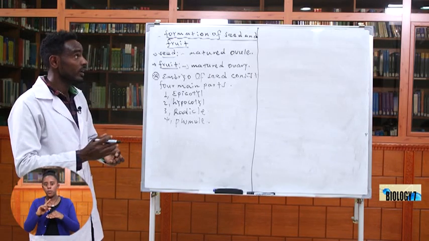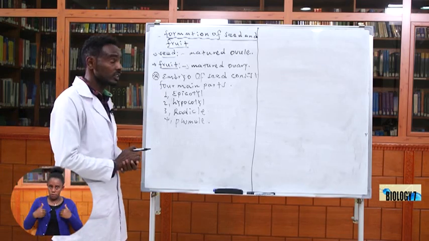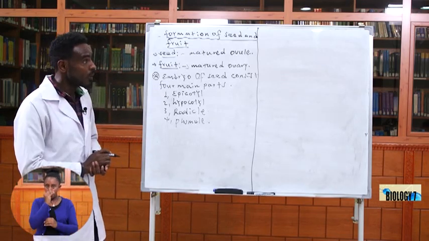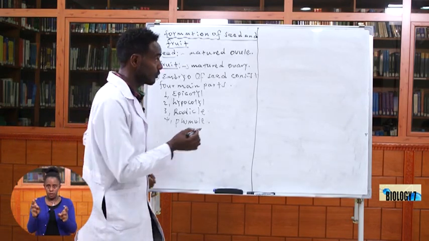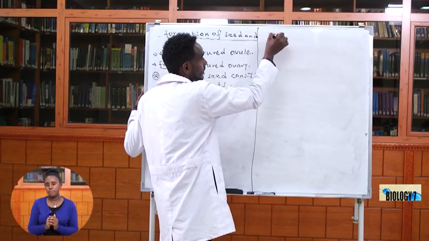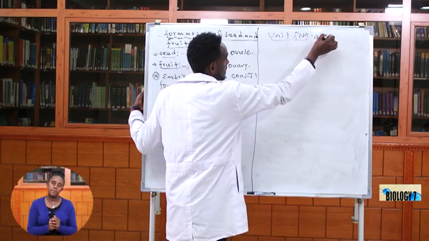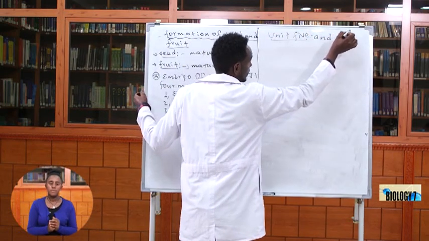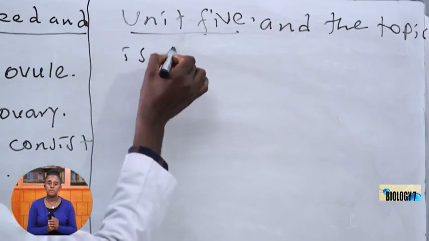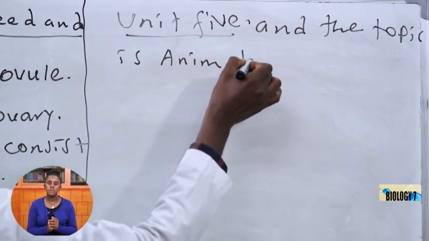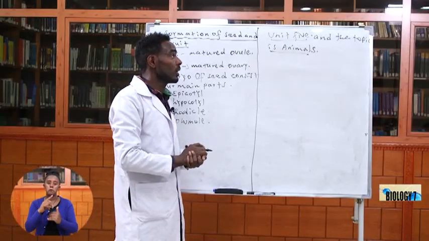Unit 4 is talking about flowering plants and the reproductive system of flowering plants. Now we are starting a new unit and a new topic. The unit is unit 5. Unit 5 is talking about animals.